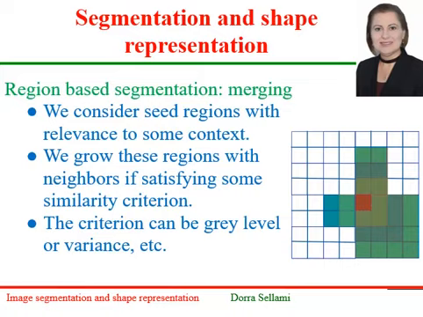Merging is a region-based segmentation where we apply the following steps. We consider seed regions with relevance to some context. We grow these regions with neighbors if satisfying some similarity criteria. The criterion can be gray level or variance, etc. The figure below illustrates merging, where the seed region is a red pixel.